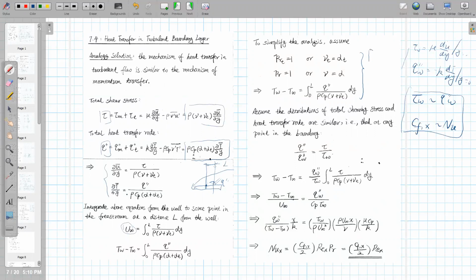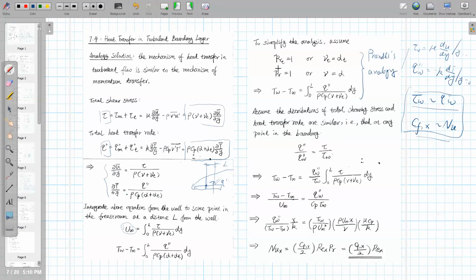This is called the Prandtl analogy. So basically it means that we want to have the correlation between these two, right? So we want to make an analogy of the heat transfer in turbulence with the momentum transfer.